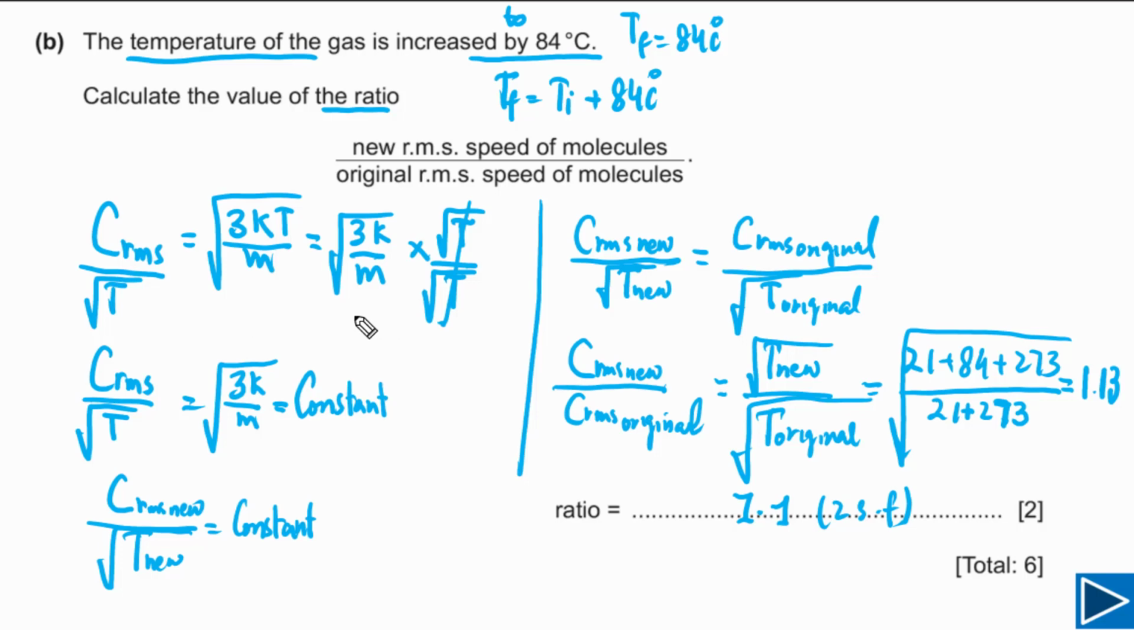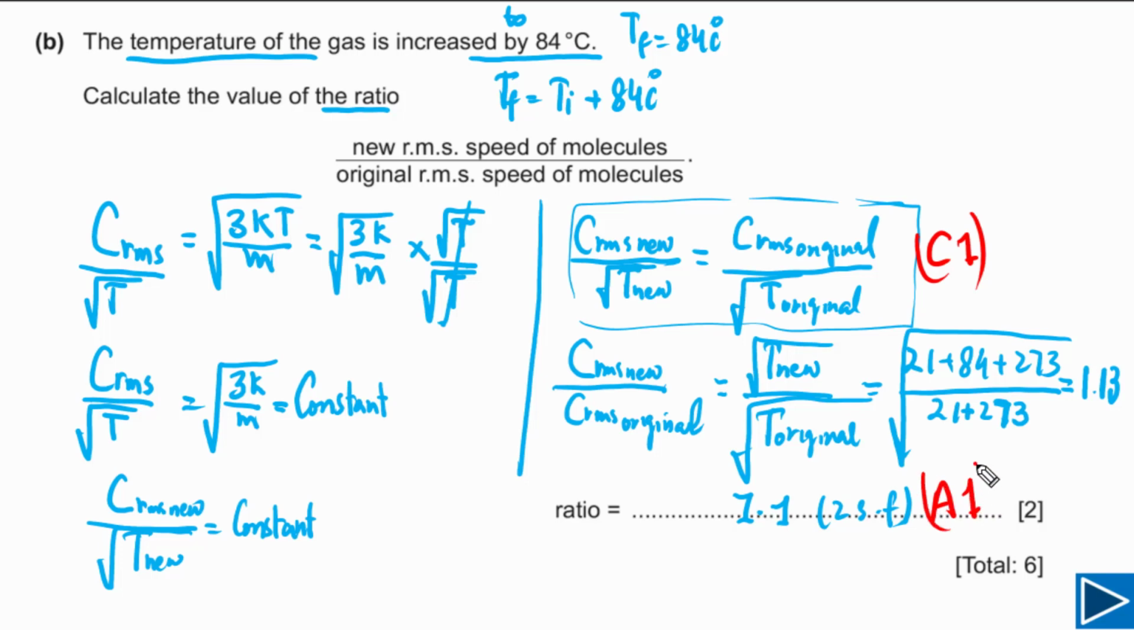I have explained in detail, but in the exam you can do it quickly. You can skip these points and quickly go to this one. This question has 2 marks. The first mark you will get if you have written this relationship, meaning you have written it in this form. So we can say you will get the C1 mark. And the final mark is the answer mark. If you have got the right answer, you will get the second mark.